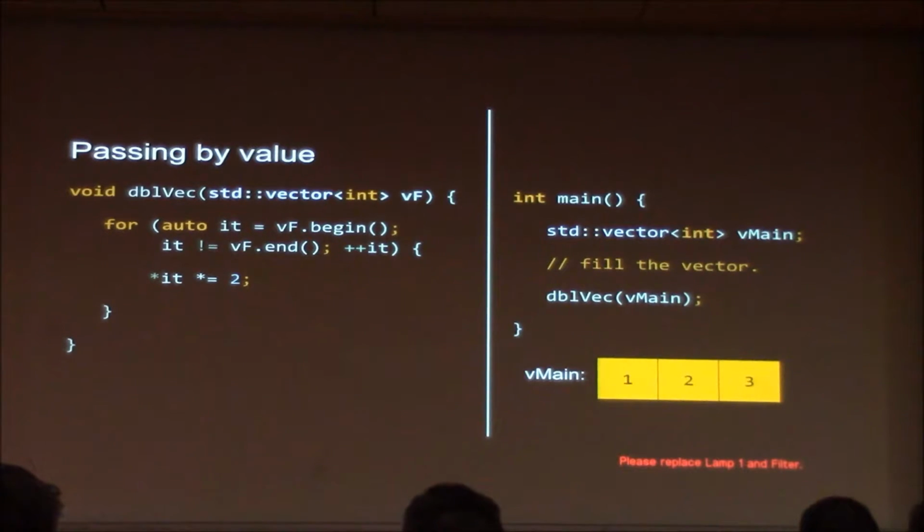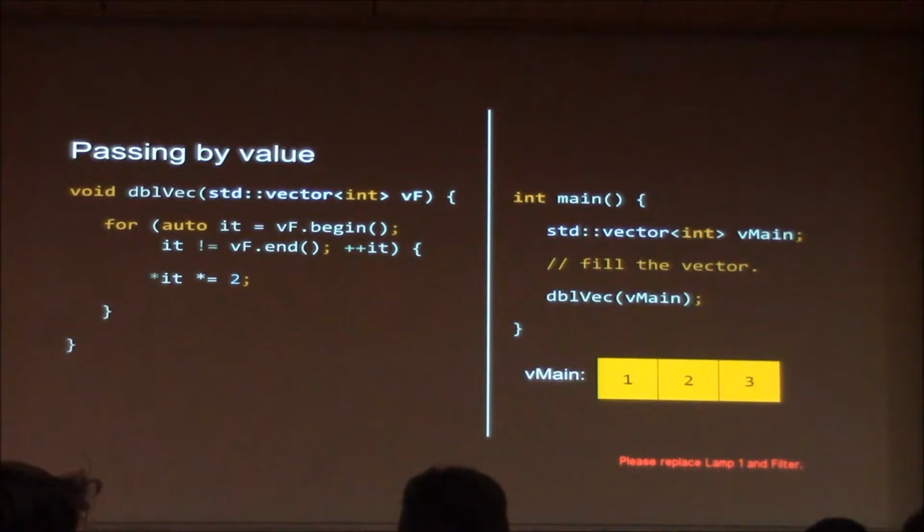Now what happens here is, if this is the vector that we have in main, when this particular function is called, the first thing the compiler would do is go to that particular function dbl vector's definition and see how this variable is taken as input. This variable now has no special symbols around it. It just says vf is a vector of integers. So at this time, this vector v main from the main function is passed by value to the function dbl vector, the double vector.